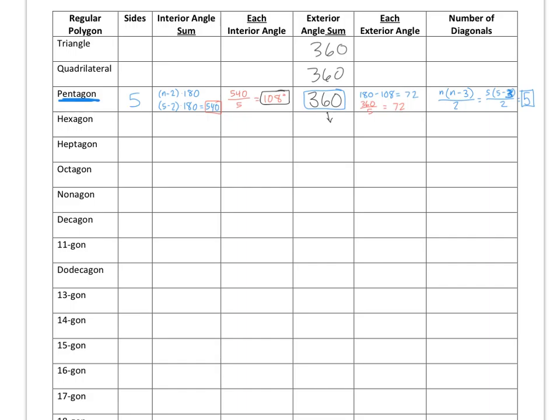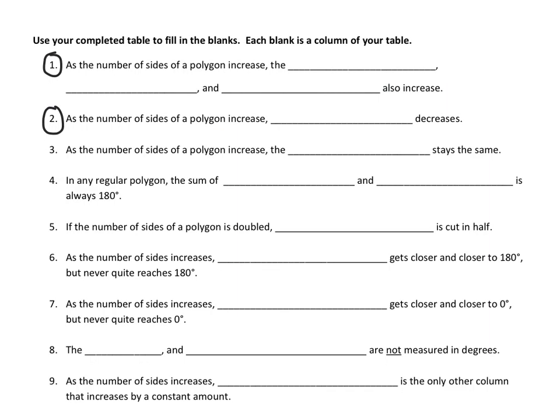Alright, now let's take a look at the back. Let's think about this for a second. This is very important. Each blank here is a column from your table. The columns from our table are like the headings in our table. So we'll have to put one of those things in our blanks here. As the number of sides of a polygon increase, the blank, blank, and blank also increase. Now those answers are this.